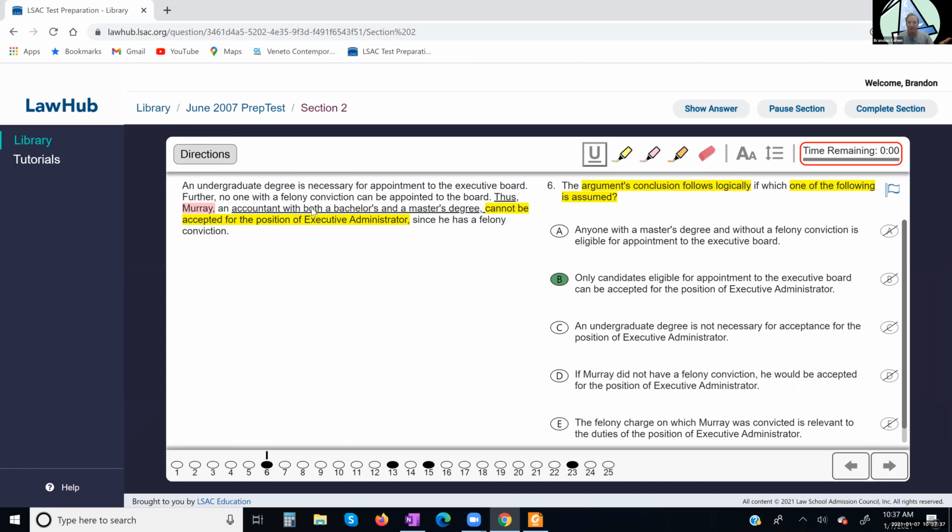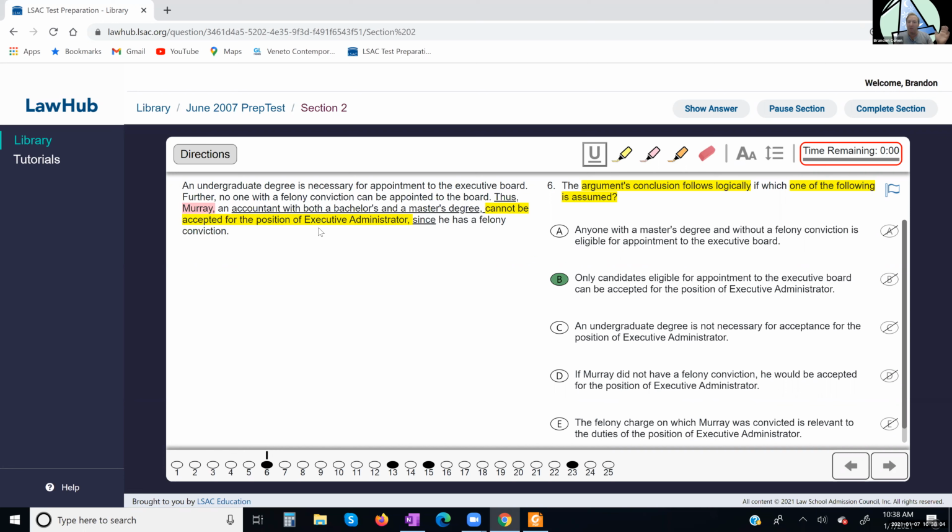So Murray, here's some information about him, but really the conclusion is that he cannot be accepted for the position of executive administrator. Now, the word since is synonymous with the word because. Structurally, we have to be able to separate the evidence versus the conclusion, and since and because do just that. Since and because always separate evidence from conclusion. It's since I have my evidence, comma, I have my conclusion, or it's going to be I have my conclusion, comma, since I have my evidence. That second one is what we have here.